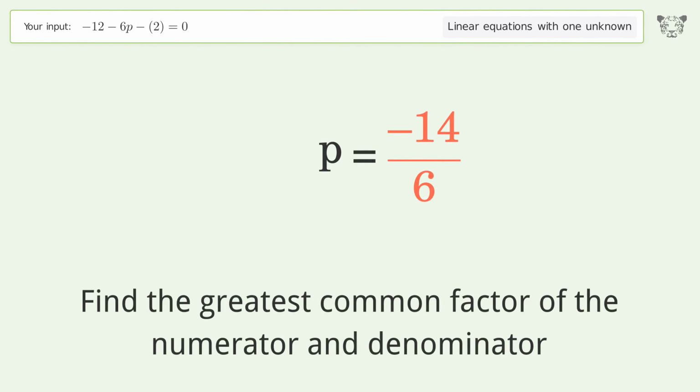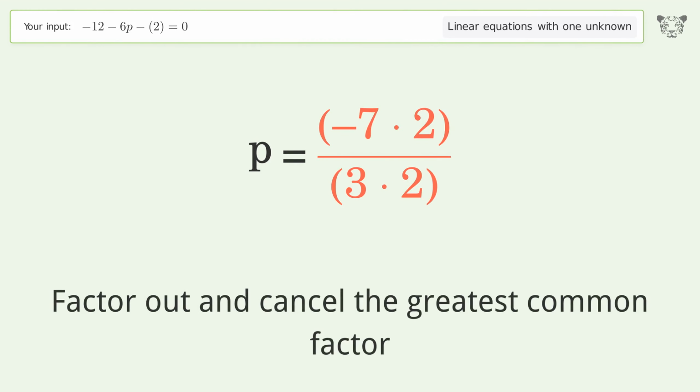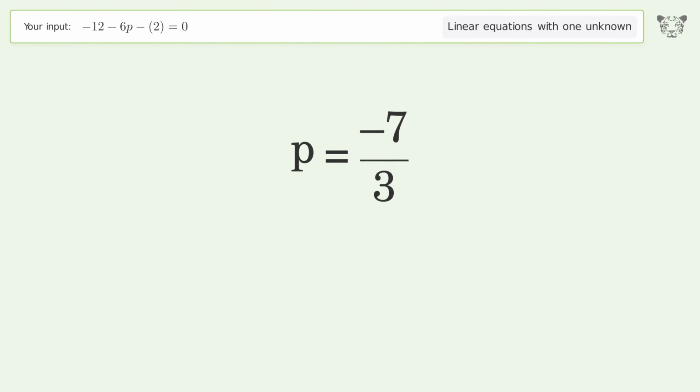Find the greatest common factor of the numerator and denominator. Factor out and cancel the greatest common factor. And so the final result is p equals -7/3.